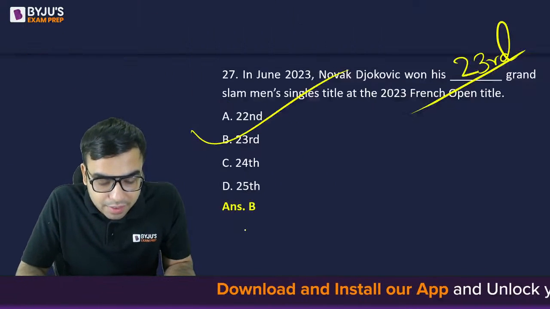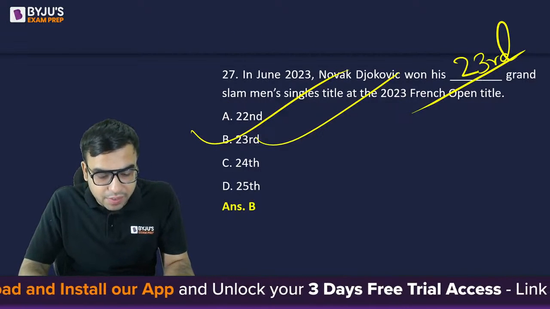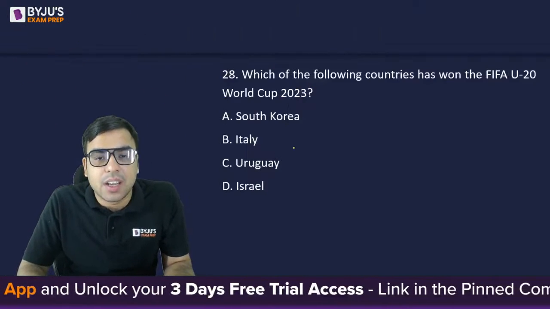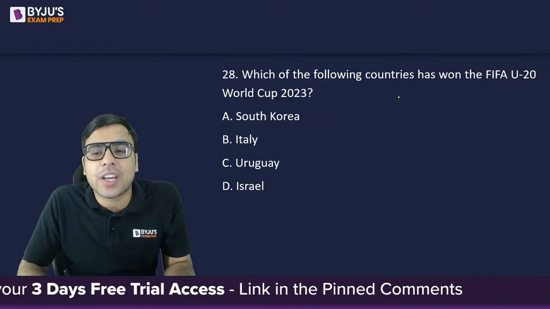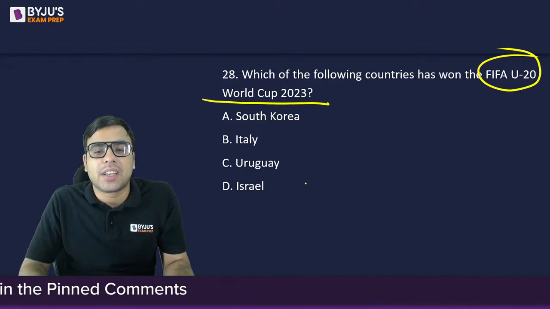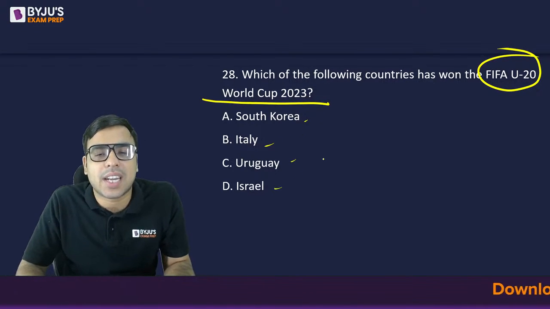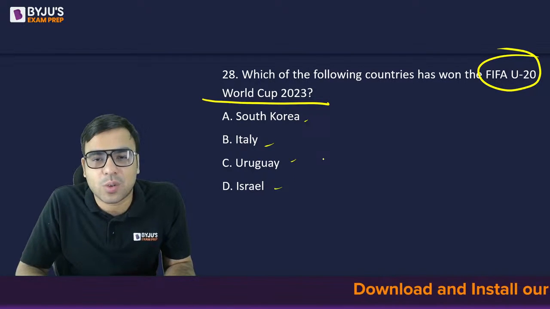Novak Djokovic. Yes, the right answer is B. Yes, Gopal, Titishka, Dhananjay, Vandana, you all are right. B is the right answer. Okay, the next is, which of the following country has won FIFA Under 20 World Cup 2023? Your options are South Korea, Italy, Uruguay, Israel. What is the right answer to this question?